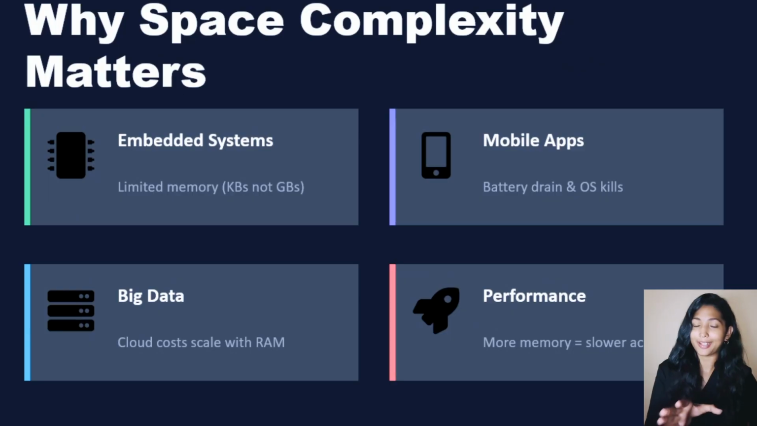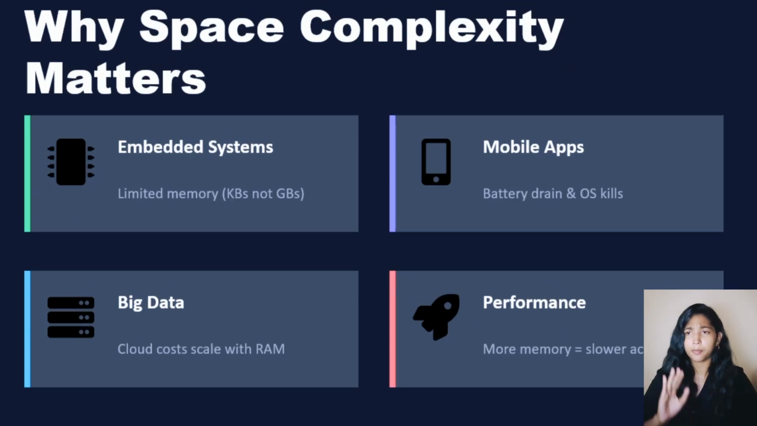Now I will explain why space complexity matters. You might ask, with modern computers having gigabytes of RAM, why should we care about space complexity? Here is why it's crucial. First one is embedded systems and IoT devices. A smartwatch, fitness tracker or IoT sensor has limited memory, sometimes just kilobytes. So space efficient algorithms are essential.